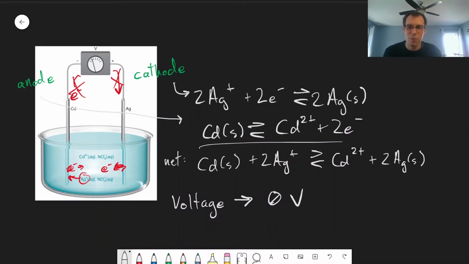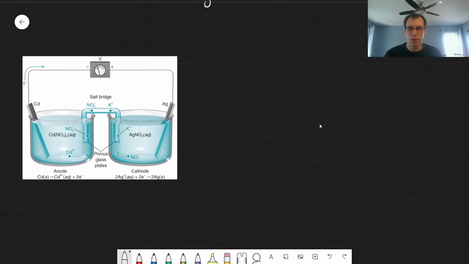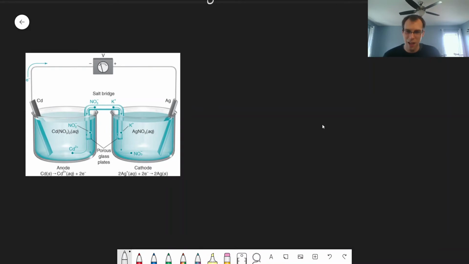So what we need here is some way to keep these separate. These two half reactions need to happen in different places, and the electrons can only have one way to go, which is through the electrical circuit. The way we do this is we need what's called a salt bridge. This is that same galvanic cell, but now adding in a salt bridge. The salt bridge is a porous glass tube that's filled with some inert salt. In this case, it's potassium nitrate.